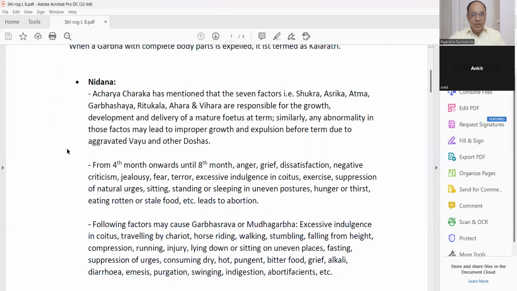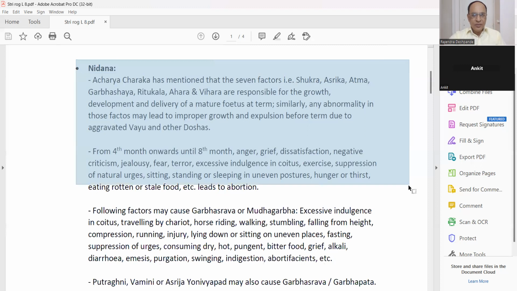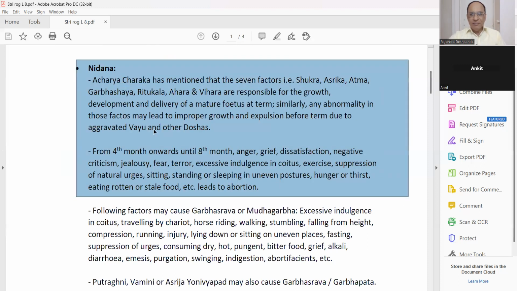What are the causes? We will discuss the causative factors. Charak has mentioned 7 factors for this Garbhasrava and Garbhapat. There may be a problem with the Shukra, semen, sperms, or Asruka, the female side, female hormones, female ovum, Stri bija. The problem may be Purusha bija or Stri bija. Either the spermatozoa are defective or the ovum is defective. Then Atma, Garbhashaya, a problem in the uterus, Rutukala, pregnancy period, Ahar and Vihar are responsible for the proper growth, development and delivery of a mature fetus at term.